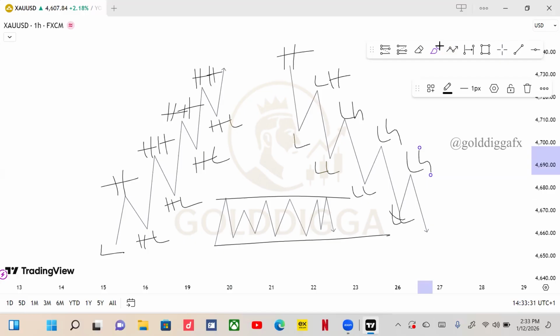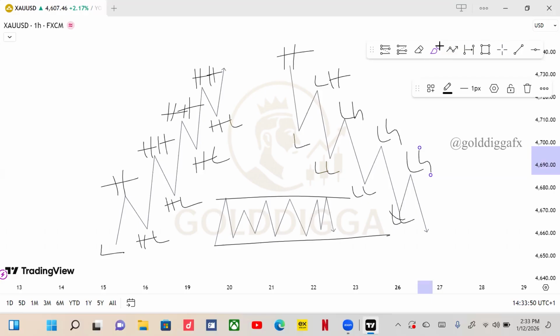So this is what an uptrend is and what a downtrend is. While the ranging market is mostly stuck between a high and a low. Price is just being stuck in there. And yeah, so that's it.